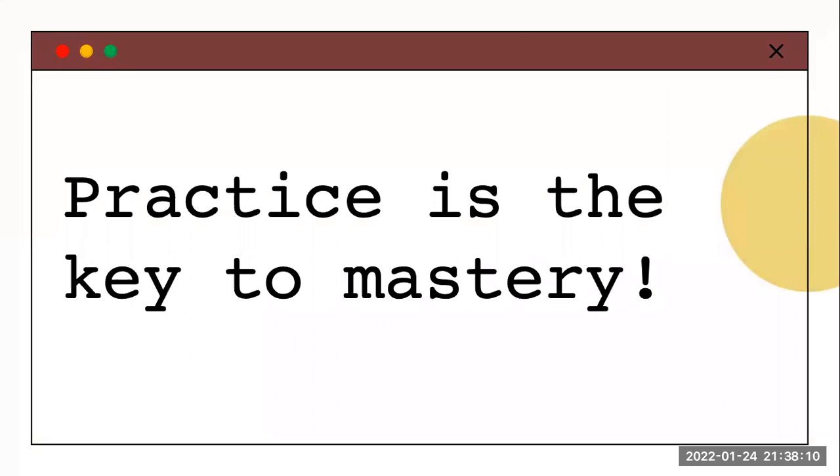Remember, practice is the key to mastery. So, kailangan talaga pinapractice yan para hindi tayo mahirapan in the future. Practice ng practice para maging madali na lang siya.